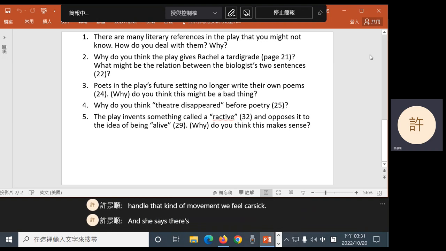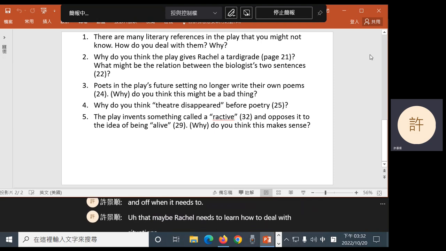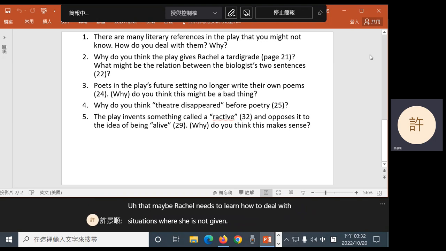And she says, "There's something here that isn't in me. I'm not alive." So it seems like, according to Rachel herself, for most of her daily life, she's not alive. And when she's faced with something that is alive, she doesn't know how to handle it. So that connects with what the biologist says, right? Maybe Rachel needs an example of a life form that can turn life on and off when it needs to. That maybe Rachel needs to learn how to deal with situations where she is not given freedom and an inner life, and to be able to deal with situations where she is given freedom and an inner life and introspection.